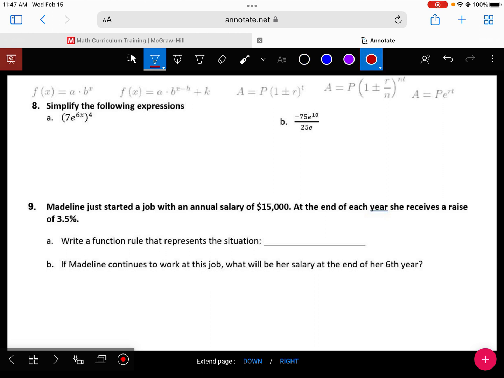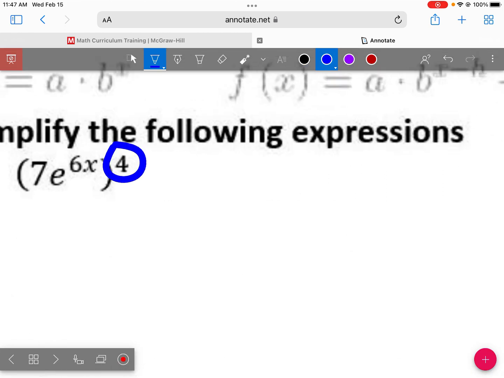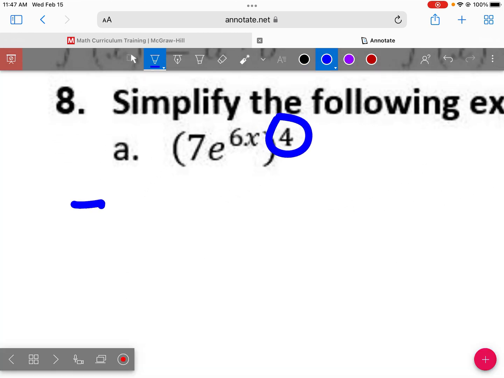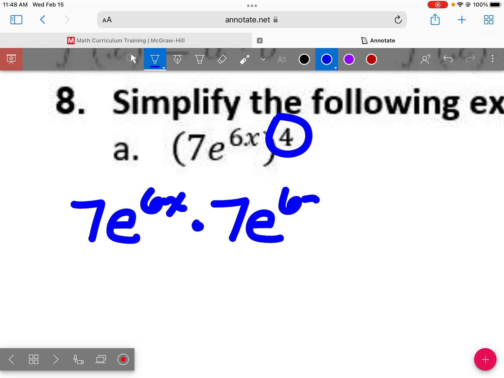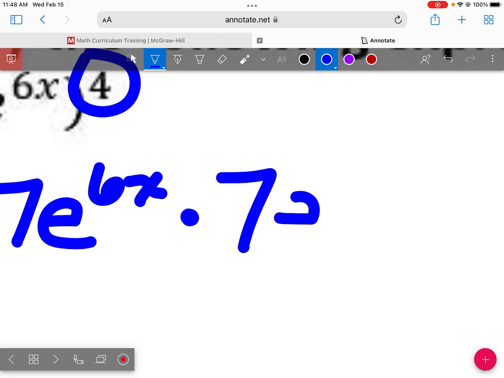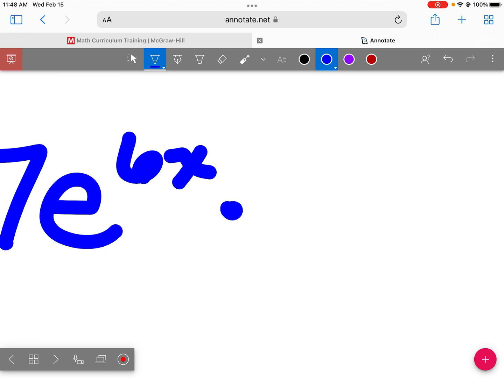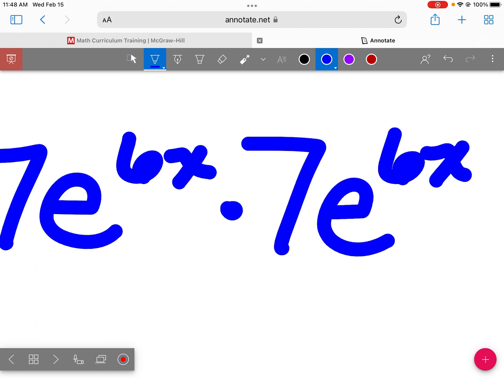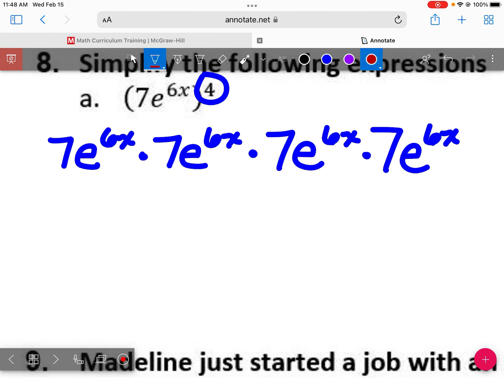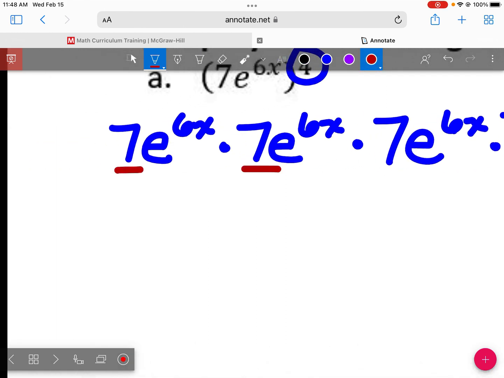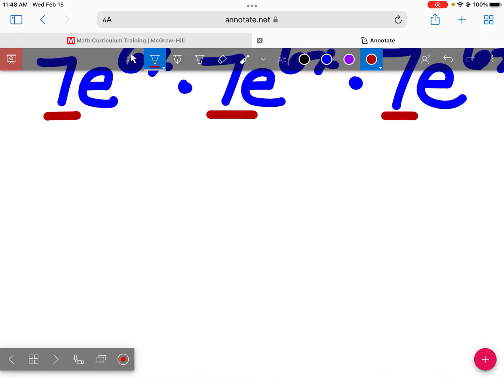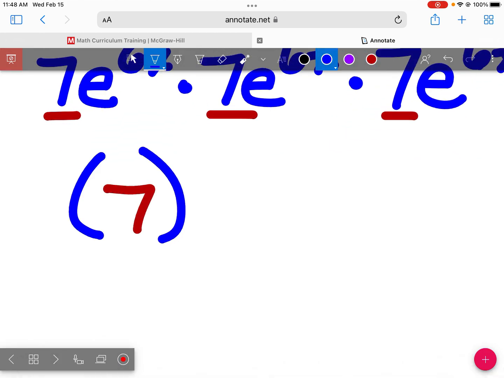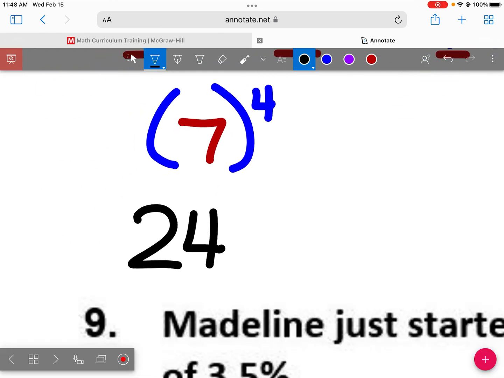What does it mean for something to be to the 4th power? Multiply it by itself 4 times. So everything inside the parentheses is getting multiplied by itself 4 times. How many times is 7 being multiplied by itself? 4. 1, 2, 3, 4 times. So I have 7 to the 4th power. Can I pop that in my calculator? Yes, I can. What do you get? 2401. 2401.